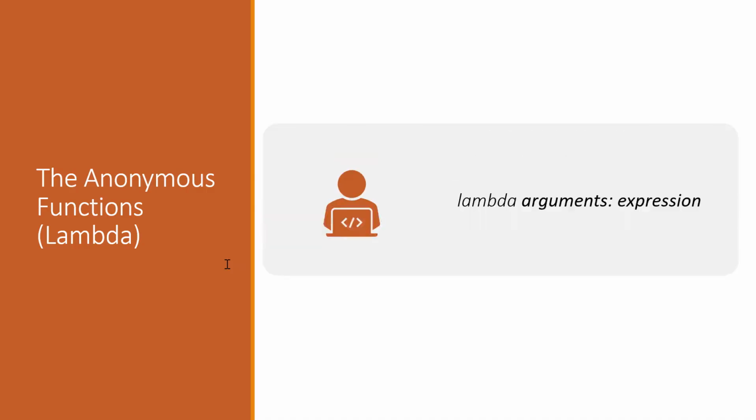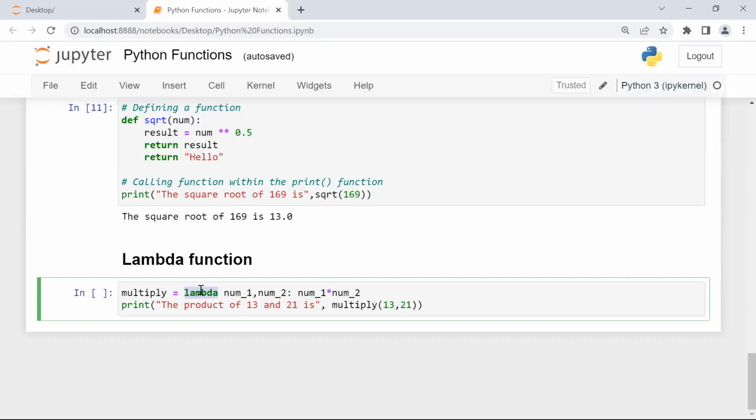To define a lambda function in Python, we simply use this syntax. First is the lambda keyword, then we can define our arguments. After putting a colon, we can define the expression that we want to execute. So now let's execute an example related to lambda functions as well. Here you can see I'm defining a lambda function. First I have used the lambda keyword. Then after the lambda keyword, I have specified two arguments, num_1 and num_2. And after that, I have put a colon.